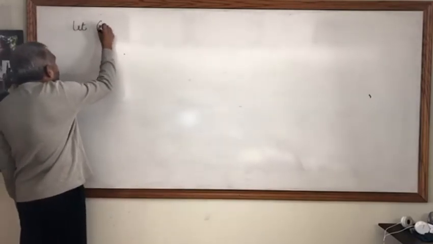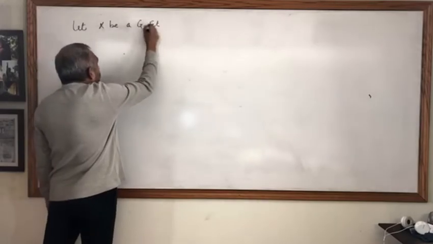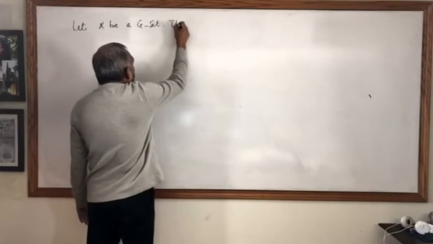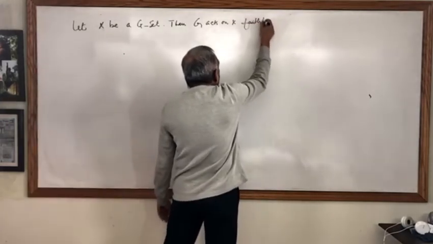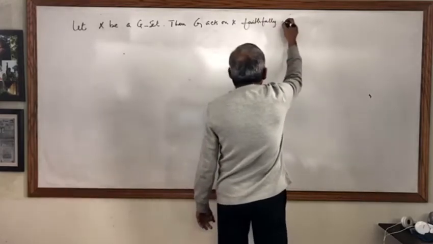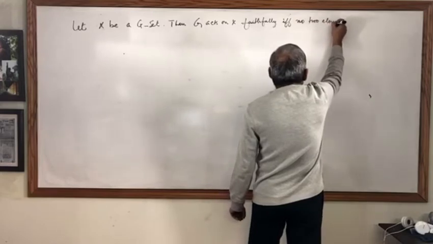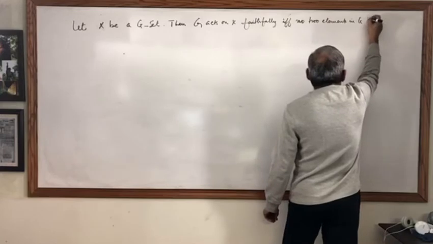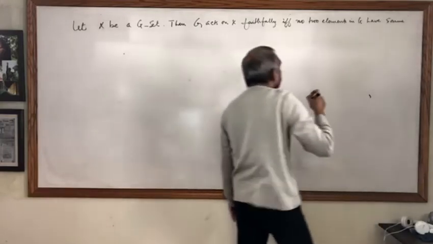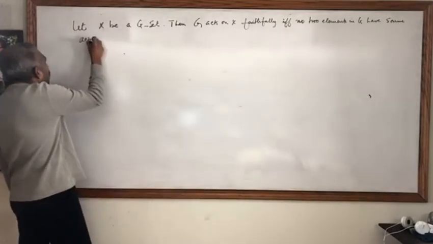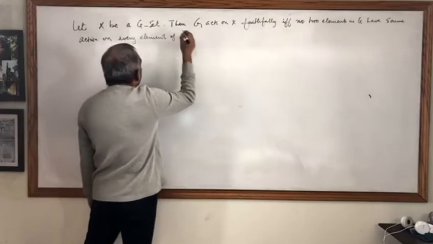Let G be a group and X be a G-set. Then G acts on X faithfully if and only if no two elements in G have the same action on every element of X.